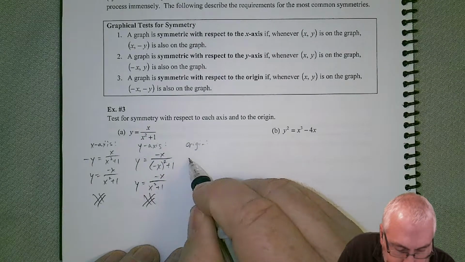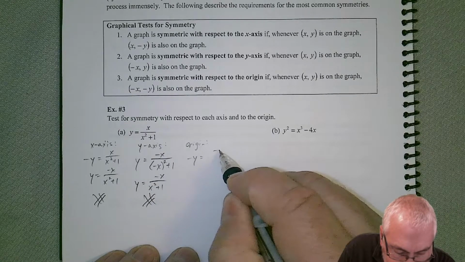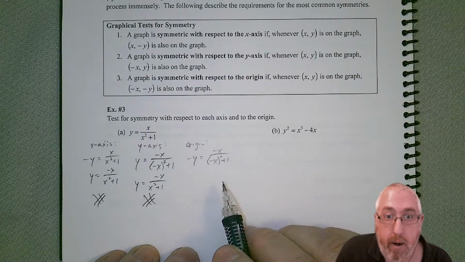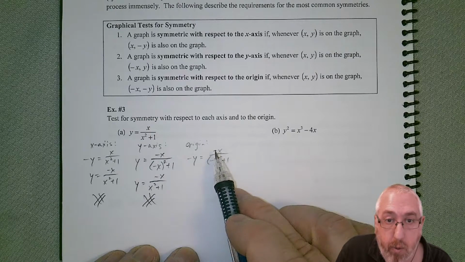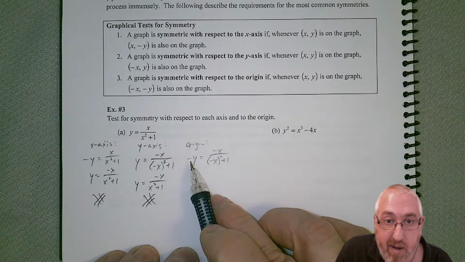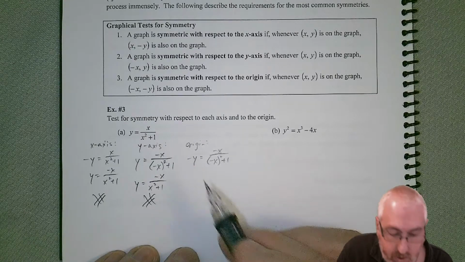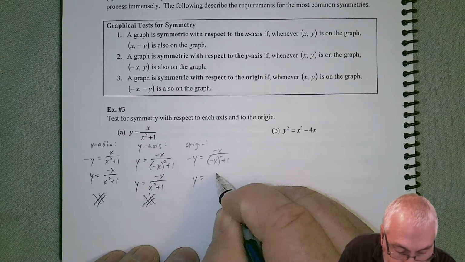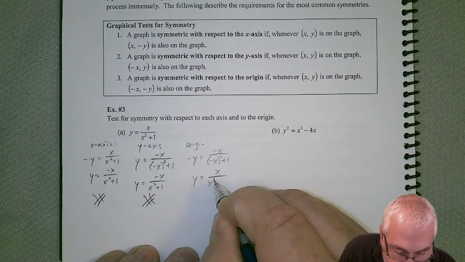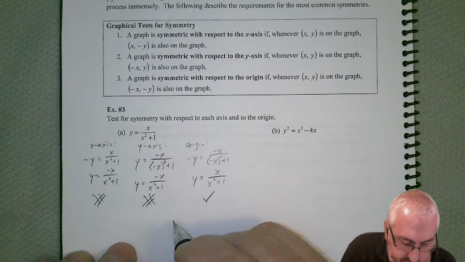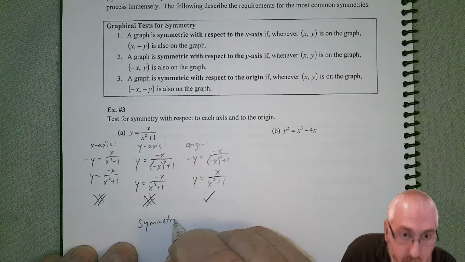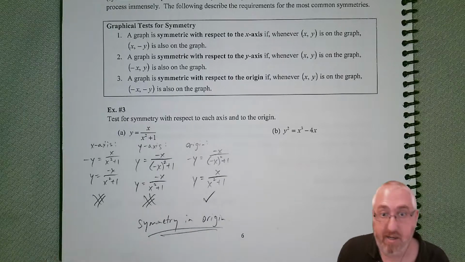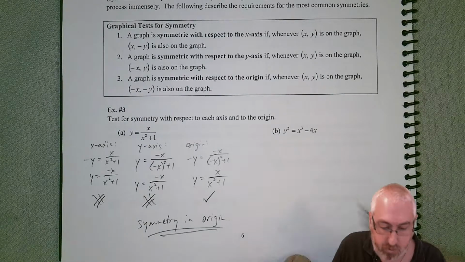So we have a negative y and a negative x. Now if we want to simplify it, this negative on top and this negative on the left of the equals are going to cancel each other out. And we already know that if you square a negative, it's going to disappear. So this gets us back to the original. So this has symmetry in the origin. And that's it.